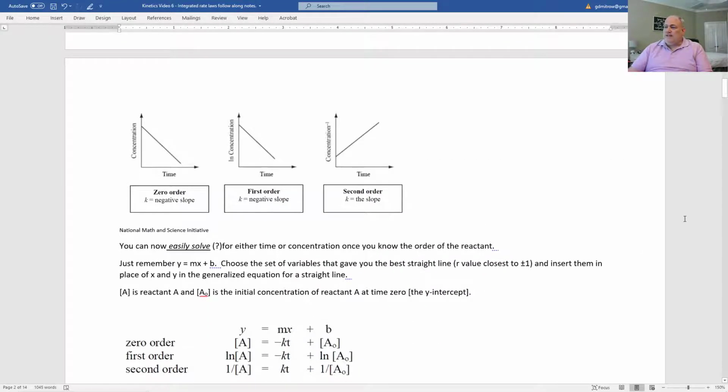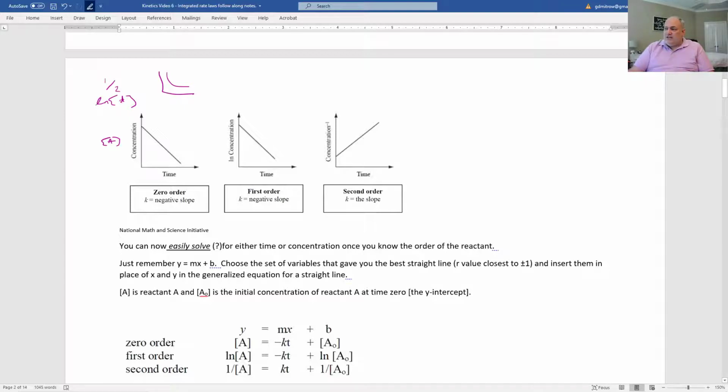So these are the graphs that actually give us straight lines. If we do a concentration versus time graph, so this is concentration of A here versus time, and we get a straight line, a downward straight line, that's zero order. If we were to plot the natural log of A for this zero order reaction, or 1 over A, we would not get a straight line. We would get some sort of curvy line like this.